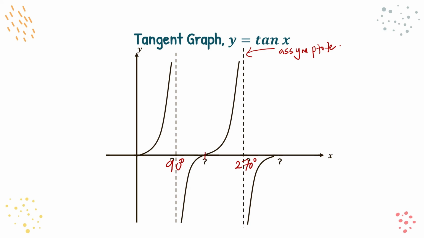The point between 90 and 270 is 180. So tan 180 is 0, and another one, tan 360, is also 0, which will be situated here. These are the important points in the tangent graph, and the tangent graph doesn't have a maximum or minimum value.